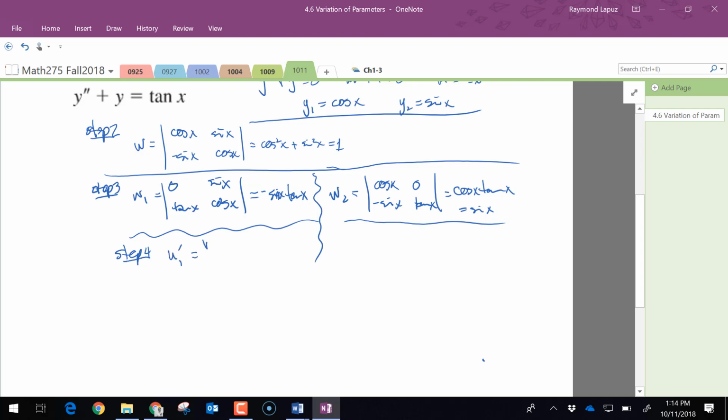So u1 prime is w1 over w, which is just sine x tangent x. And so looking ahead, we're going to have to integrate this, but I think this integral is not going to be that bad. U2 prime is going to be w2 over w, is just sine x. That's easy to integrate.